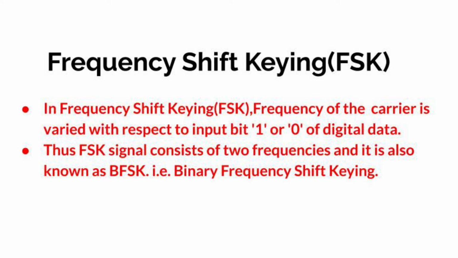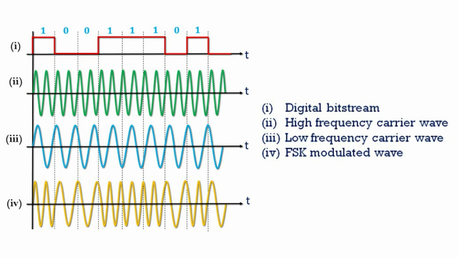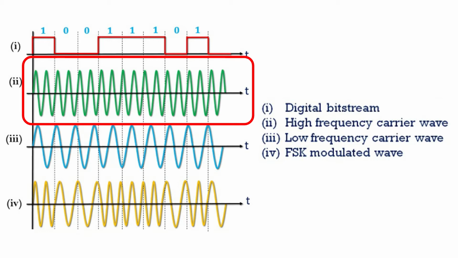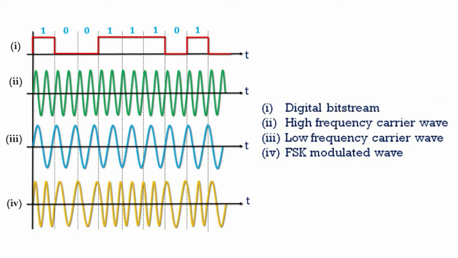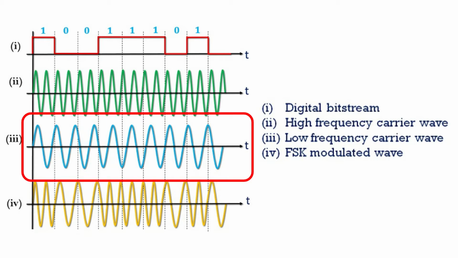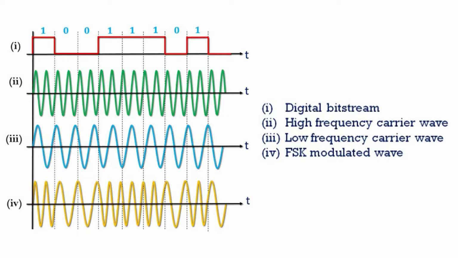Thus in BFSK, the signal is represented by two different sinusoidal carriers having different frequencies but the same amplitude and the same phase. The figure shows an example of a bit stream and the FSK signal representation. It can be seen that the input bit 1 is represented by a high frequency sinusoidal signal, and when the input bit is 0 it is represented by a low frequency sinusoidal signal, with both amplitude and phase constant.